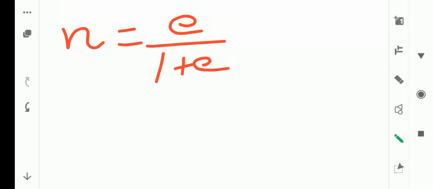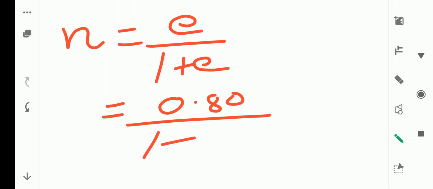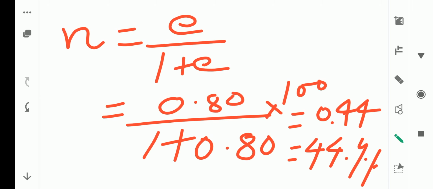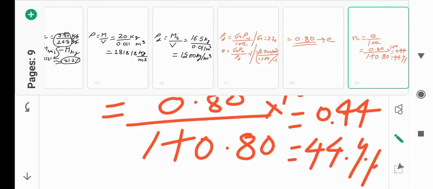Next is porosity. How can we find porosity? We know that porosity is equal to E upon 1 plus E. So 0.80 divided by 1 plus 0.80, and you will get 0.44, or if you want it in terms of percentage, you can multiply it by 100. You will get 44.4%.